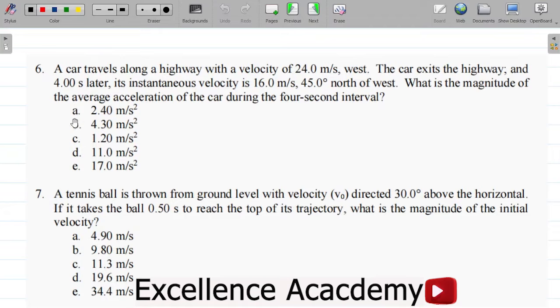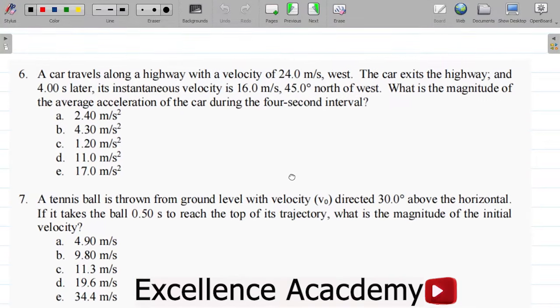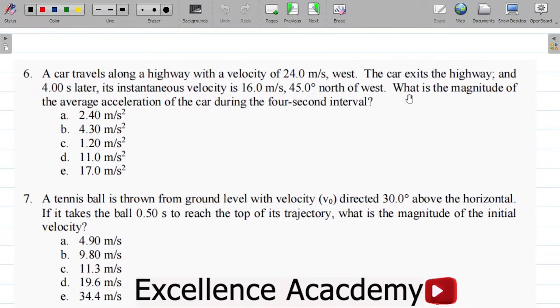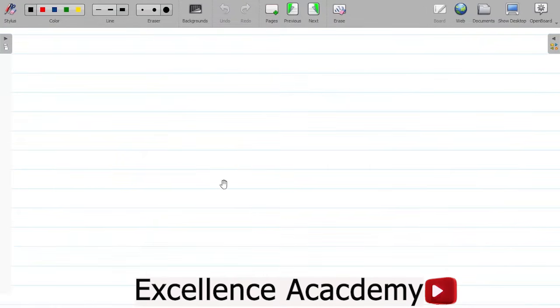All right. So you have your options here: A, B, C, D, and E. To solve this question, how exactly do you solve it? From the question, we are asked to find the magnitude of the average acceleration. Now, you want to note that average acceleration is simply equal to change in velocity all over time.